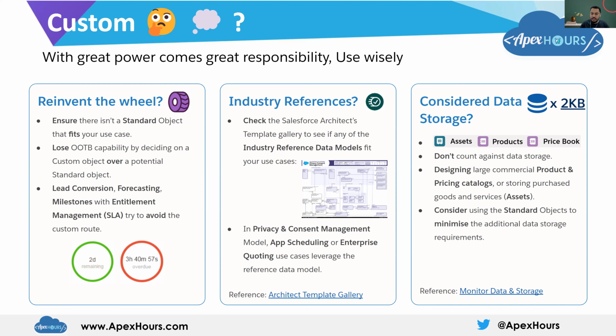Have you also considered the data storage implications with custom objects? As we know, every record counts against 2 kilobytes, but standard objects such as assets, products, price book entries, they do not count against data storage. Therefore, when you're designing a large commercial product and pricing catalog or storing your purchased goods and services, try to consider the standard objects to minimize these additional data storage requirements. Next slide, please.